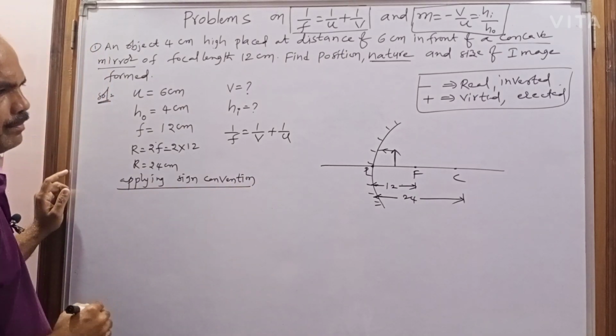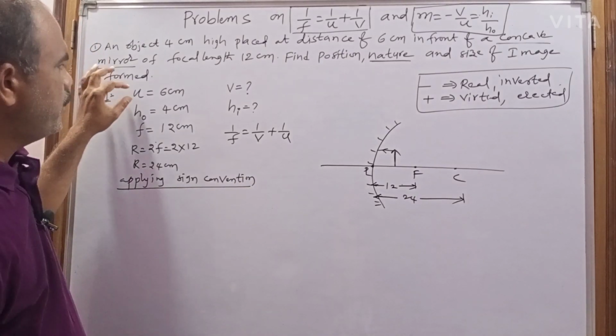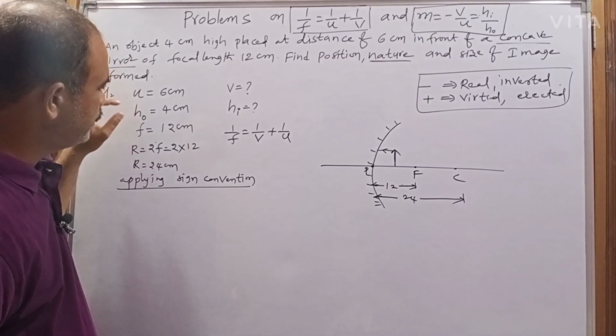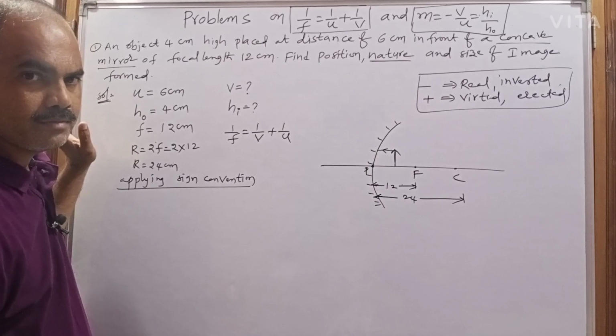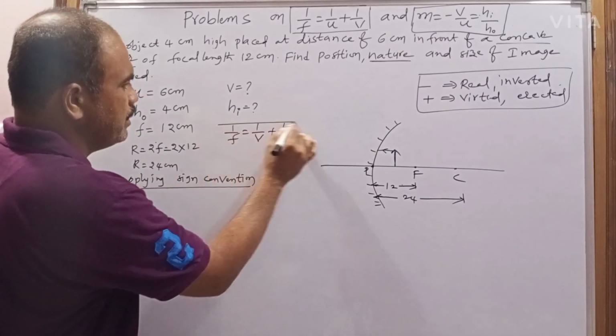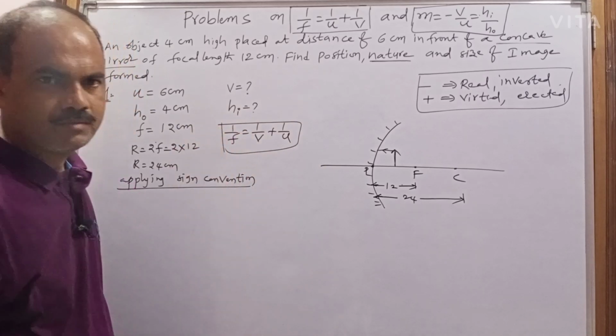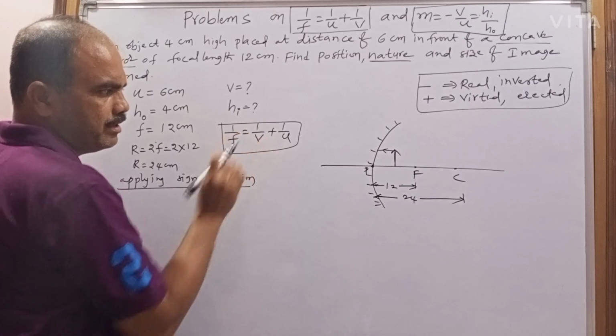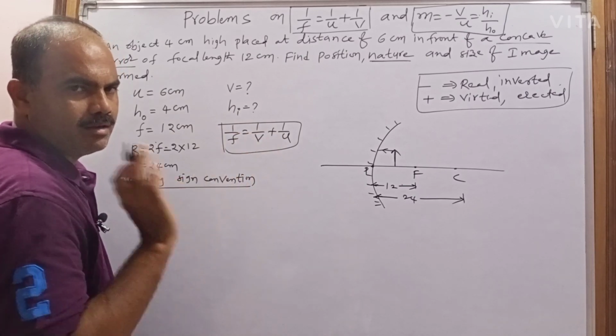Applying sign convention means you have to check whether U is positive or negative, whether the height of the object is positive or negative, whether the focal length is positive or negative. After applying the sign convention only, you have to substitute those values in this formula. Without applying sign convention, if you substitute those values in this formula, you get the wrong answer.